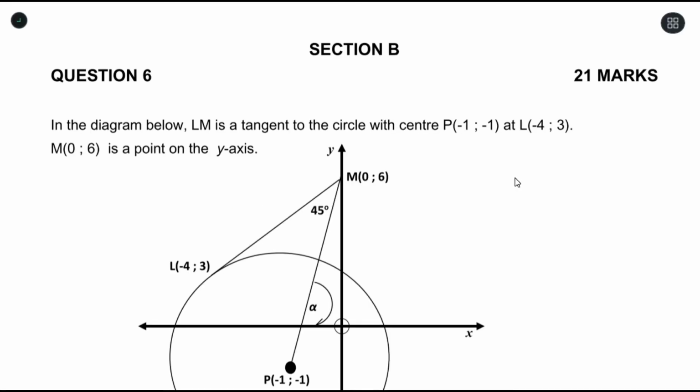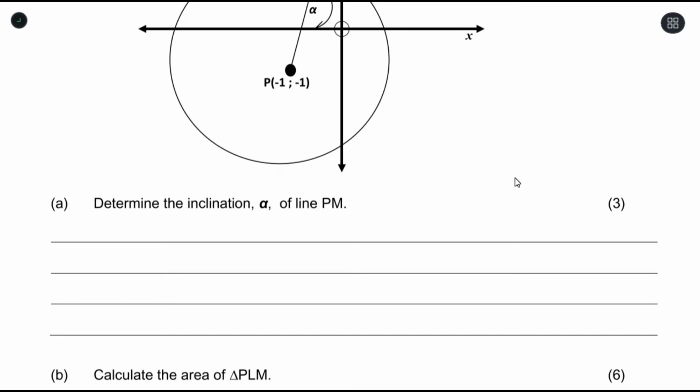So question 6. In the diagram below, LM is a tangent to the circle with the center P at L, right? The coordinate of P is (-1, -1). The coordinate of L is (-4, 3). We also have M, which is (0, 6), a point on the y-axis. Now, the first sub-question says determine the inclination alpha of line PM.